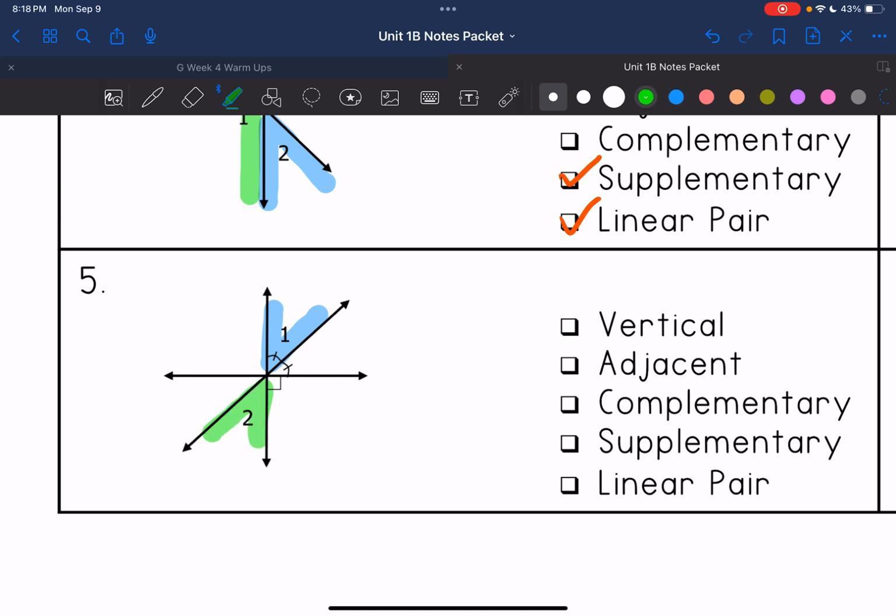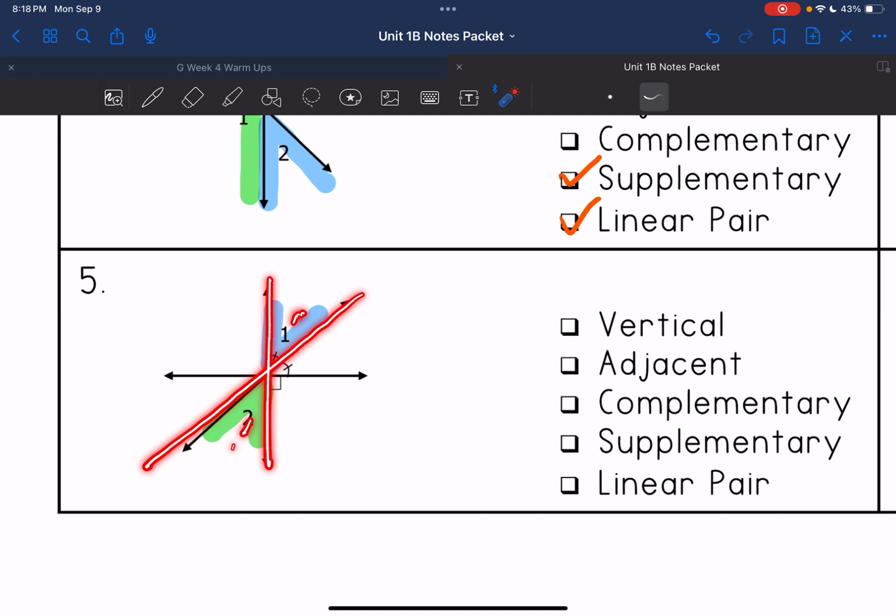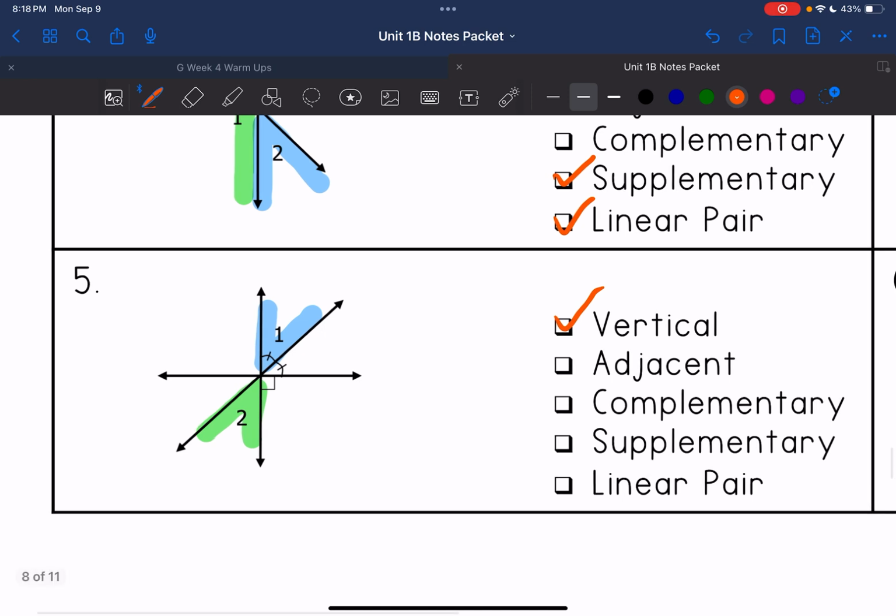So are they vertical? If you only look at these two lines, see how it kind of creates an X? And then these two angles are across from each other. So yes, they are vertical. They're not adjacent because they're not next to each other. Are they complementary? Is there any way of knowing if these two angles added together equals 90?